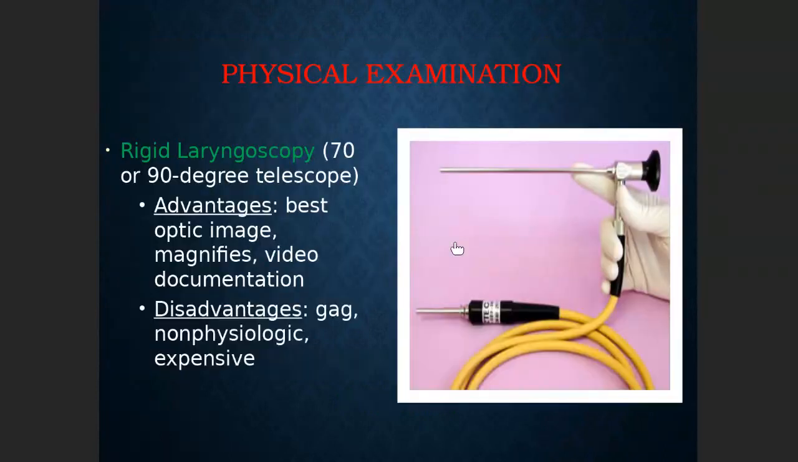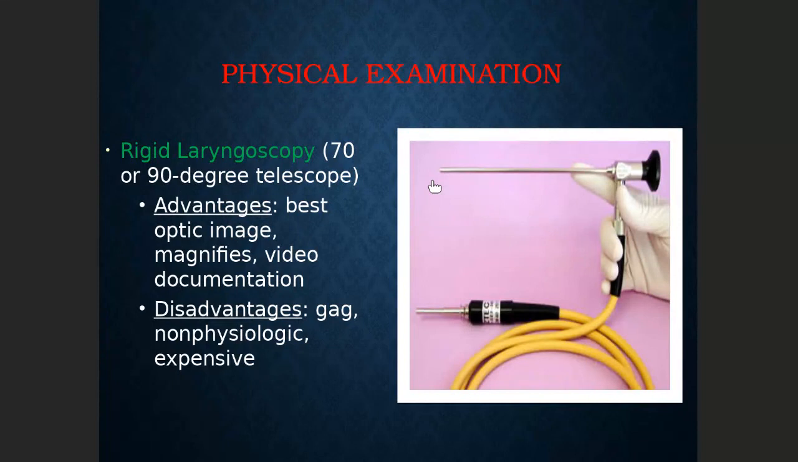We also have the rigid endoscope. It can be a 70 or 90 degree telescope. We will cover in detail the examination of the larynx in the clinical teaching, so don't worry about that. But it is better to know the advantages and disadvantages of the rigid one compared to the flexible one. So, rigid endoscope, 70 degree, 90 degree, I mean the angle of the telescope. 70 degree means the angle is looking up.